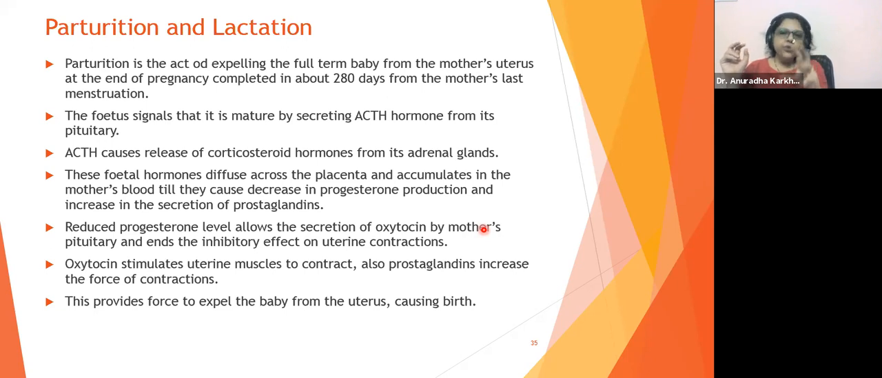As corticosteroids accumulate, the progesterone level goes down, prostaglandin levels go up, and oxytocin from the mother's pituitary will be synthesized. Correct? This oxytocin will cause uterine contractions, and the prostaglandins will help in further forceful contractions of the myometrium, to give the energy for expelling the baby to the outside world.